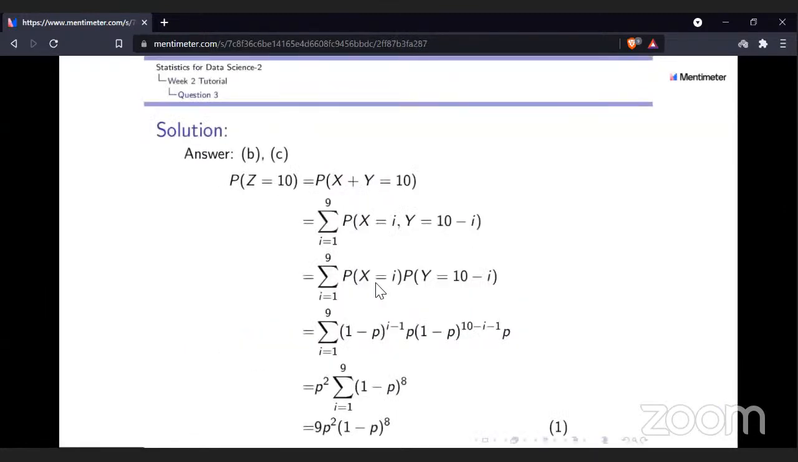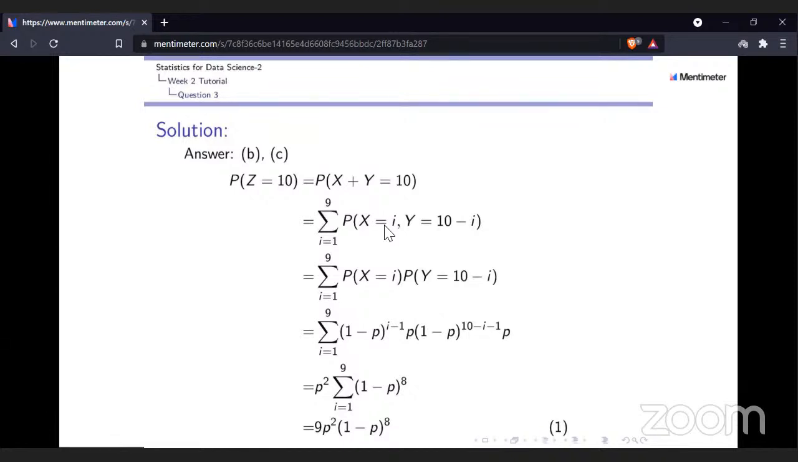No, see, I will show you the solution. We had to find the probability that z equals 10, and z was x plus y. So this was x plus y equals 10. Now we can write it as a summation of the probability that x takes the value i and y takes the value 10 minus i. And i can only take values from 1 to 9. It cannot take the value 10, because it's a geometric distribution.